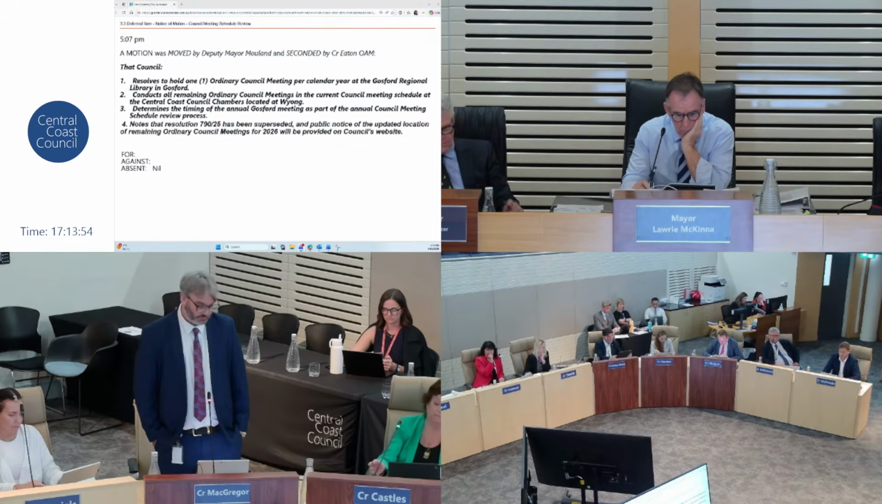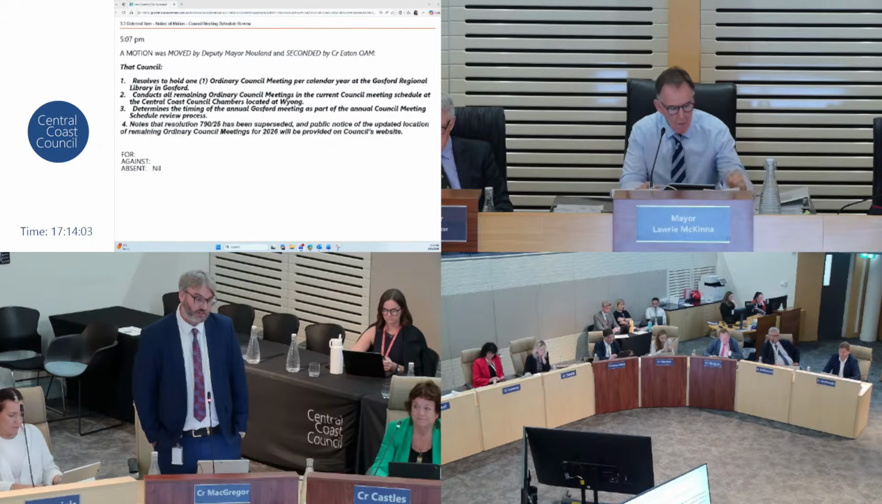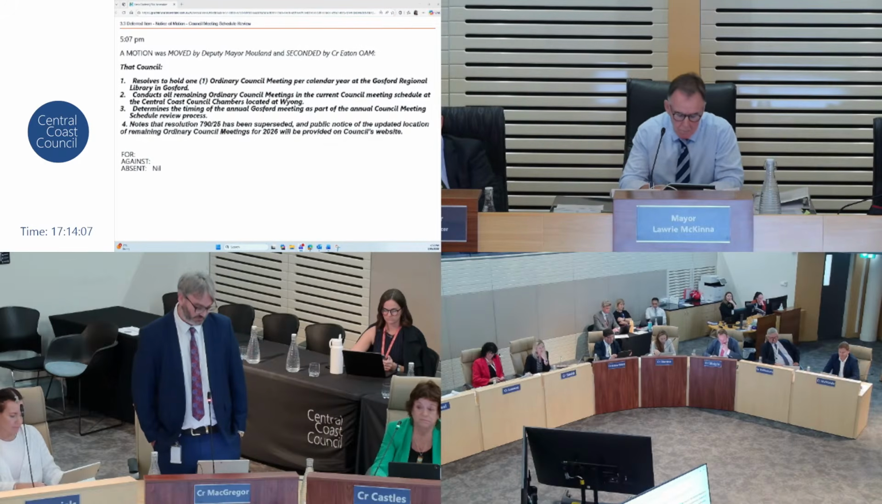Well, hopefully the blueprint extends to Wyong, because they might have to find their way up here unless we have more meetings in saddles, secret meetings with developers again. This motion solves nothing.